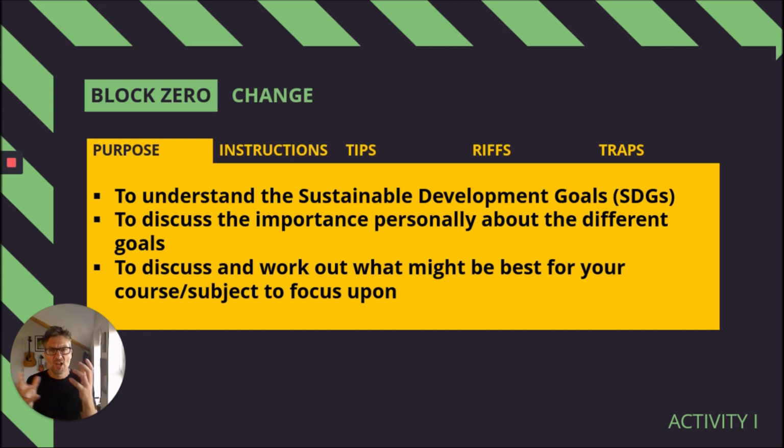So look at those. There are all sorts of things. There's climate change in there. There's sustainability in all sorts of ways, poverty, etc. Discuss those and the personal importance of the different goals. So what's important to you? If you were to prioritise some of those, they're all valuable, of course, what do you think you would personally prioritise? And then try to think, maybe as a group, about what we want to focus on.